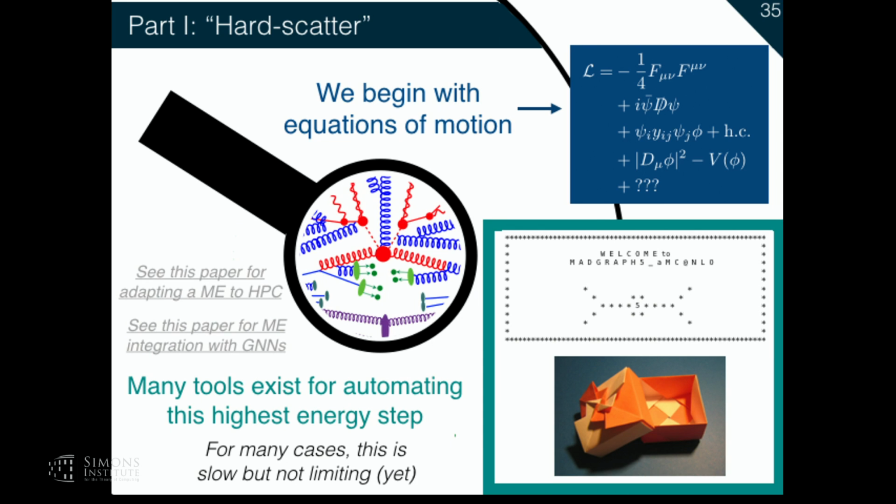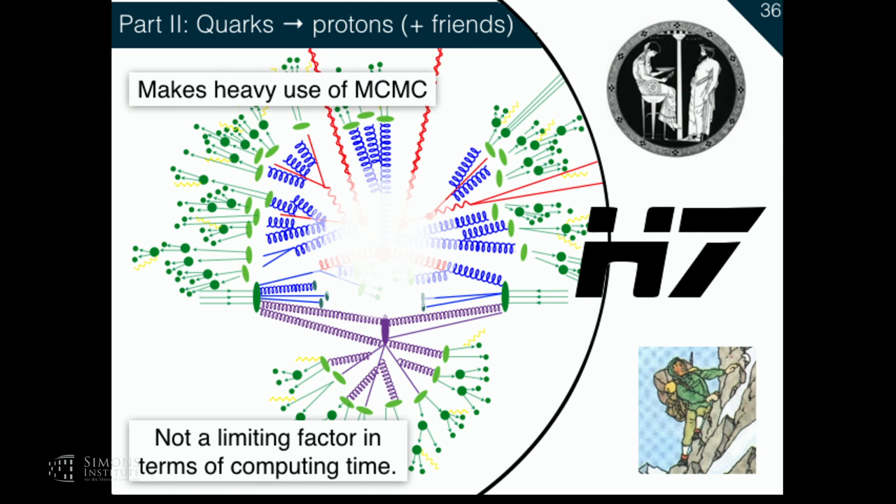Then you take the output of that simulation and feed it to another simulation, which takes those hard, high-energy quarks and gluons and turns them into protons and other particles, things we can actually measure. This simulation is also not a limiting factor. It's relatively fast. There are many very nice and efficient algorithms for doing that.